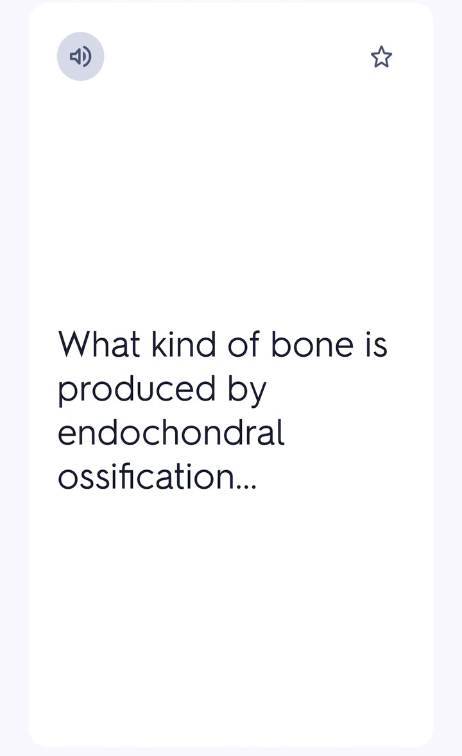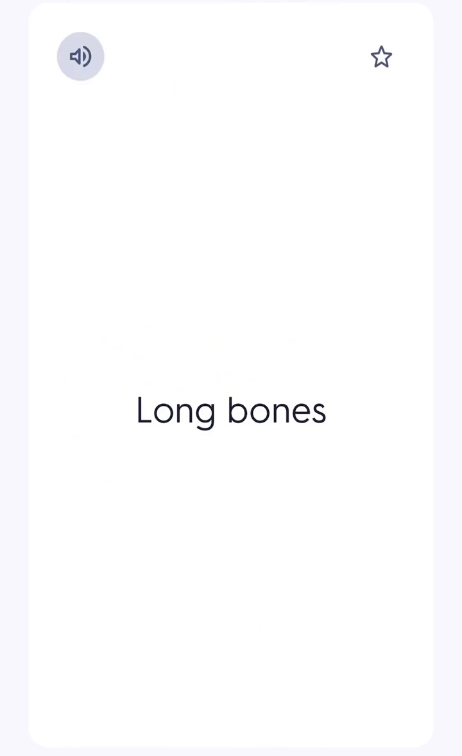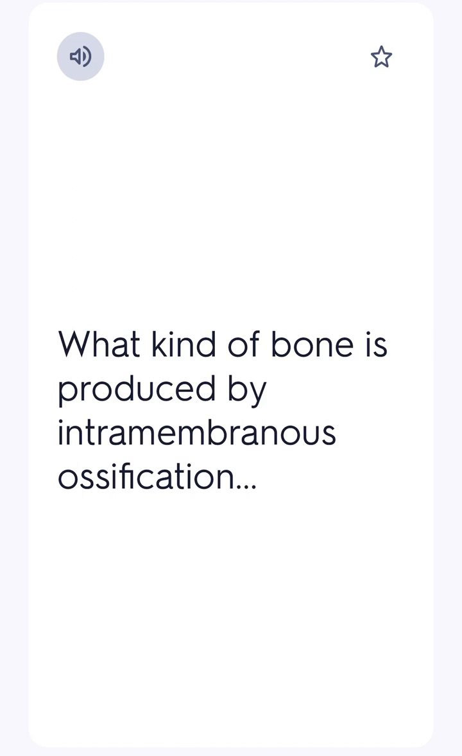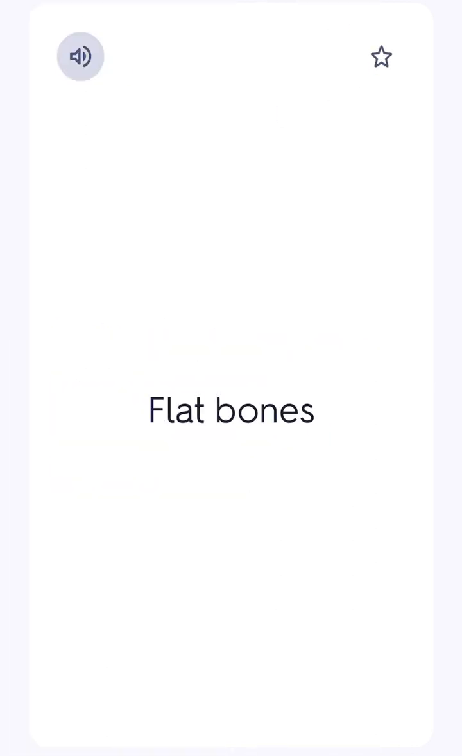What kind of bone is produced by endochondral ossification? Long bones. What kind of bone is produced by intramembranous ossification? Flat bones.